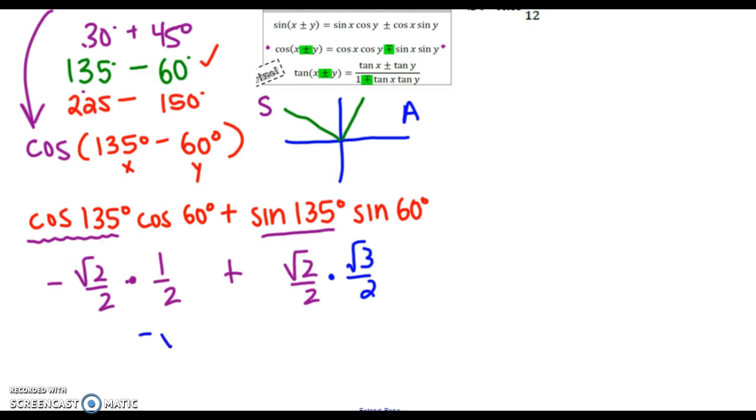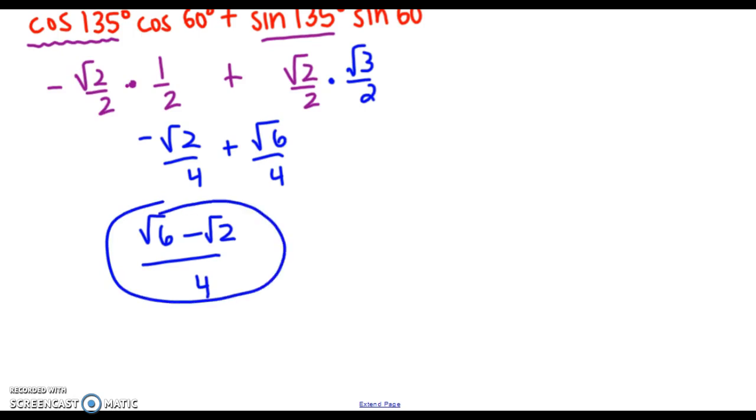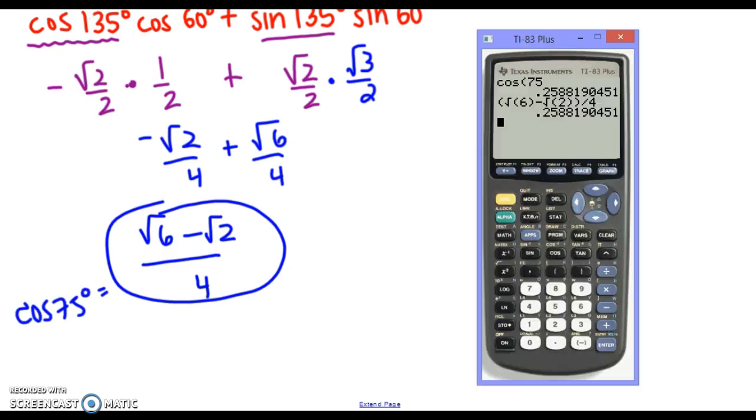From here, it looks like we're going to have negative radical 2 over 4 plus radical 6 over 4. And probably the nicest way that we could write this would be something like that. So the exact value of cosine of 75 degrees is that right there. We'll check it in our calculators. You just want to make sure that you're in degree mode on your calculator. Throw in cosine of 75, type in the expression that we found. You could have even done this expression as well. You find they're both equivalent.